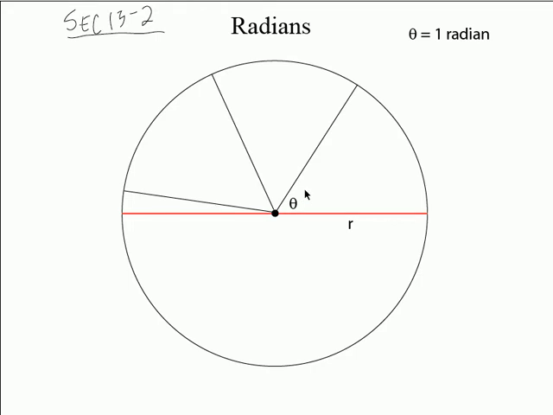So really, there's two ways to talk about angles. One is by degrees, which you're used to. That's just common. But the second way is by radians. In here, we're going to do both of them. We'll talk about degrees and radians.